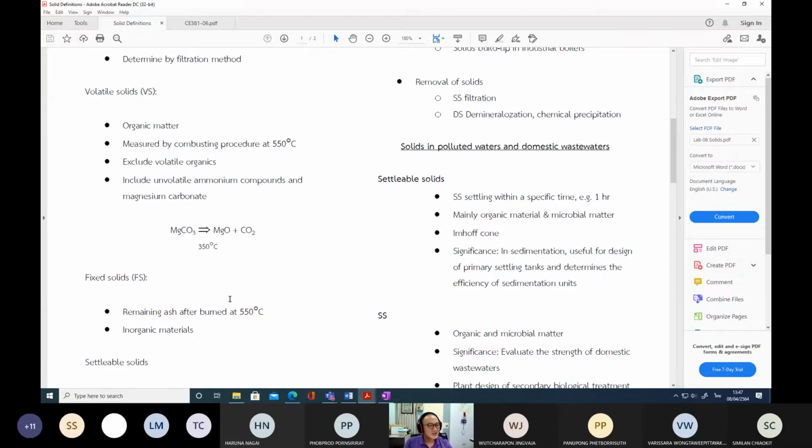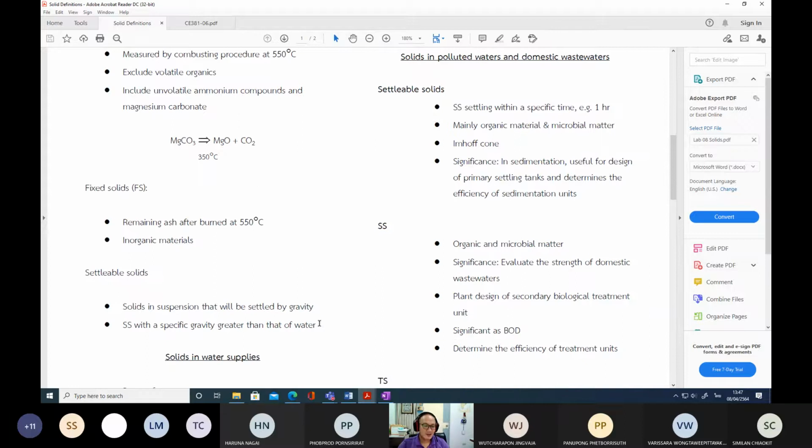In the same test, whatever remains after burning at 550 degrees Celsius indicates the inorganic materials. They are not the organic matter, they are the inorganic materials. So these types of solids we normally call fixed solids.